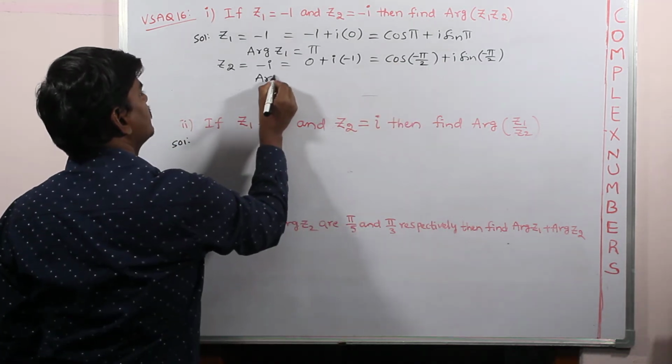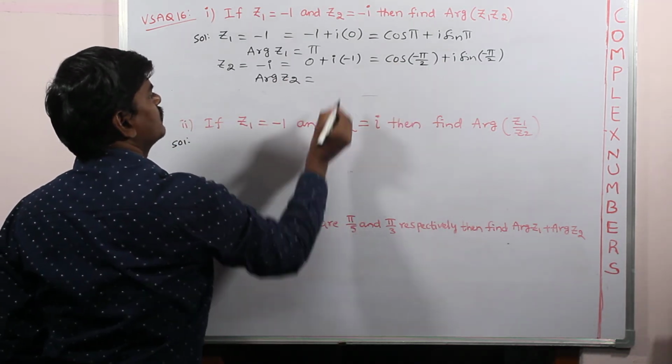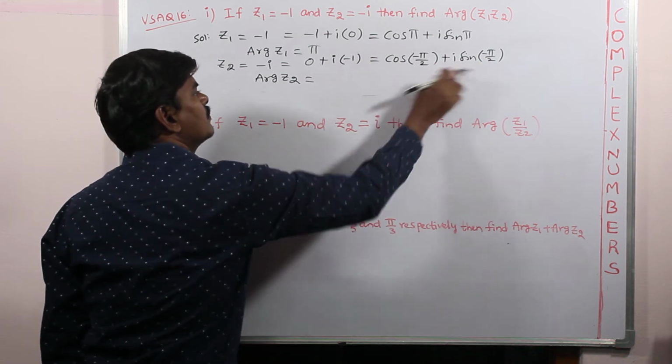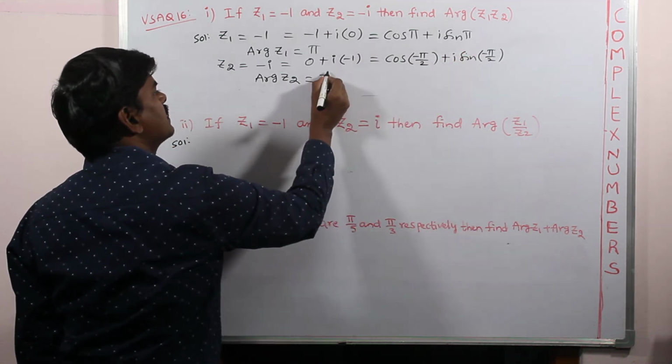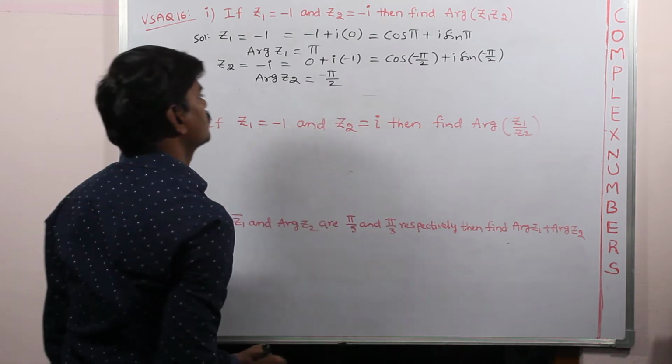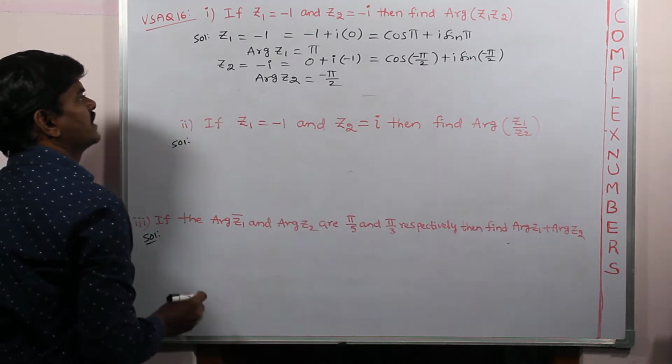Now I can write arg z2. I told you theta is nothing but your argument. So here it is -pi by 2. Here and here I can see the same angle, -pi by 2. So your arg z2 value is -pi by 2.